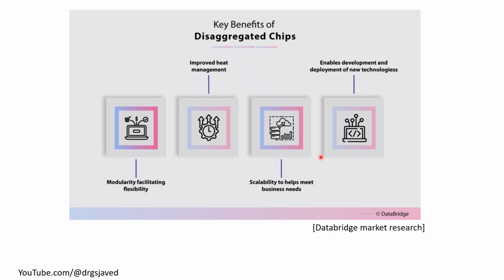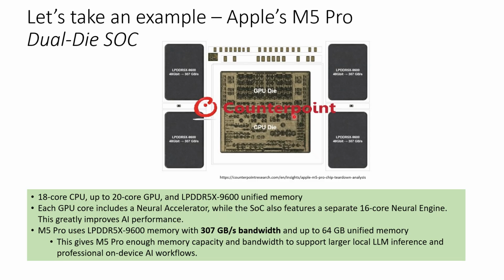Now let us take a quick example of Apple's M5 Pro, one of the first dual die SoCs. What were the two dies? First die was a CPU die, the second die was a GPU die, and they had a couple of dummy dies to ensure that the connectivity is happening. A typical solution here would be an 18-core CPU, a 20-core GPU, and LPDDR5 9600 unified memory.